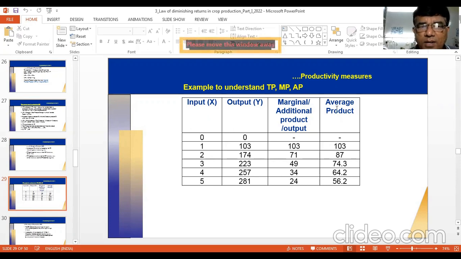And for average product, column number 2 is divided by column number 1. 103 divided by 1, you get 103. In the last column, 174 divided by 2, you get 87, and so on. So you can work out the average product also.